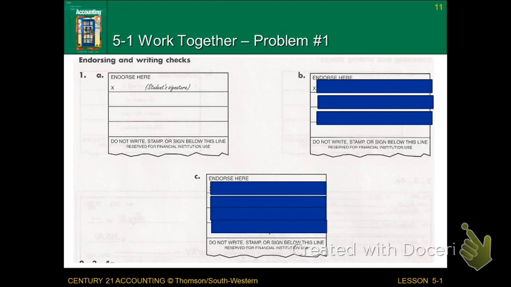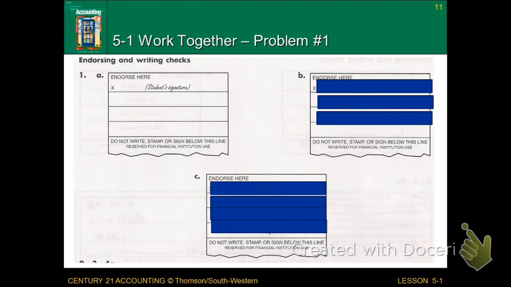Letter B says to write the special endorsement. We're going to transfer a check to the person named Kelsey Sather. And what that means is we're going to take a check that was intended to be written to us, but we're going to give it to Kelsey Sather instead.